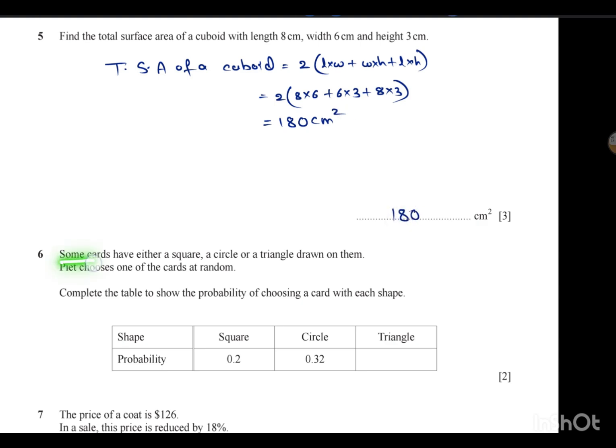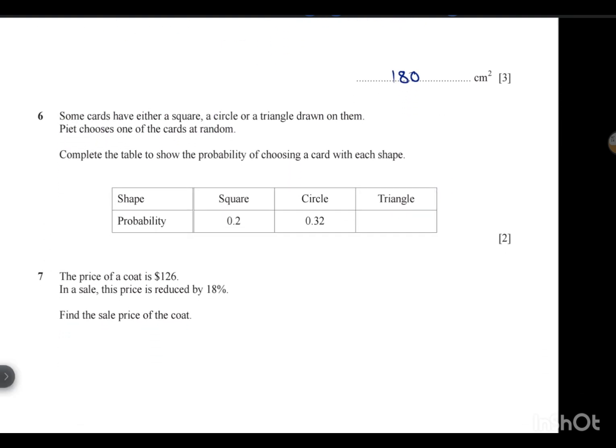Question 6. Some cards have either a square, a circle or a triangle drawn on them. There are some cards on which three shapes are drawn. Piet chooses one of the cards at random. Complete the table to show the probability of choosing a card with each shape. So here the shapes are given in one of the rows and probability is given under it. Triangle probability is not there, it is missing, find that out.